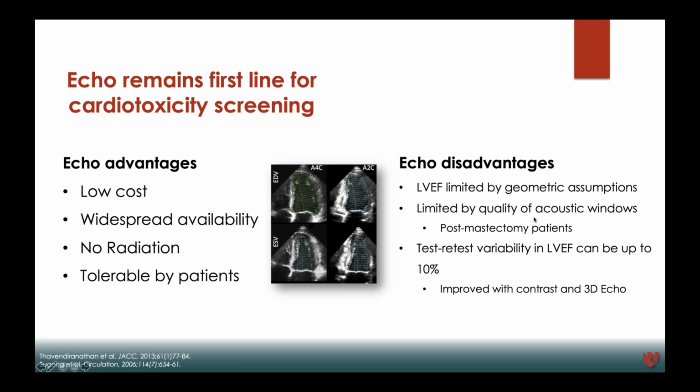Echo is limited by the quality of the acoustic windows. If you have terrible windows or rib shadowing, that's limiting our ultrasound beam. You're not going to get an accurate ejection fraction from that. And that's particularly a concern in our patient population with post-mastectomy patients because they have altered chest wall anatomy and can have very difficult windows. And also the test-retest variability in LVEF in non-contrast echo is up to 10%. So maybe not as accurate, but it is improved with contrast and 3D echo. So when those tools are available, it is advantageous to use them.